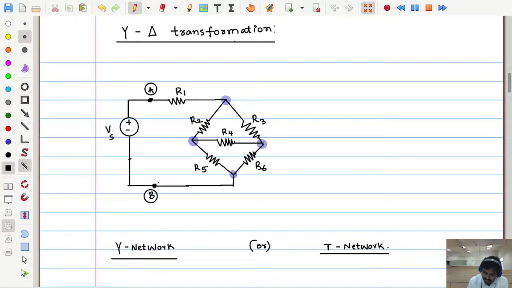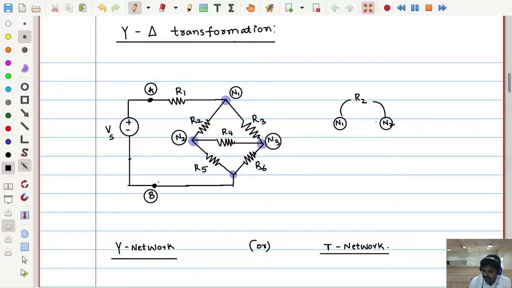Verify. Can I say R2 and R3 are in parallel? If so, then let us verify whether it is really parallel or not. For which let us assume some node numbers. So where is R2 connected? R2 one side is connected at N1, the other side it is connected at N2.